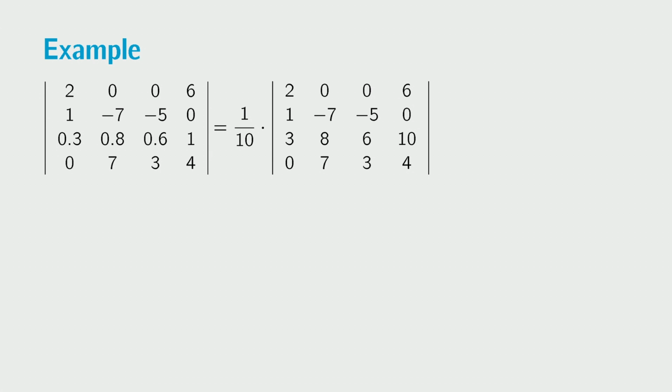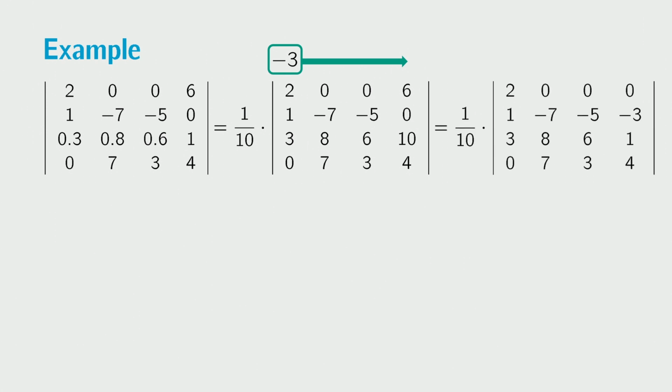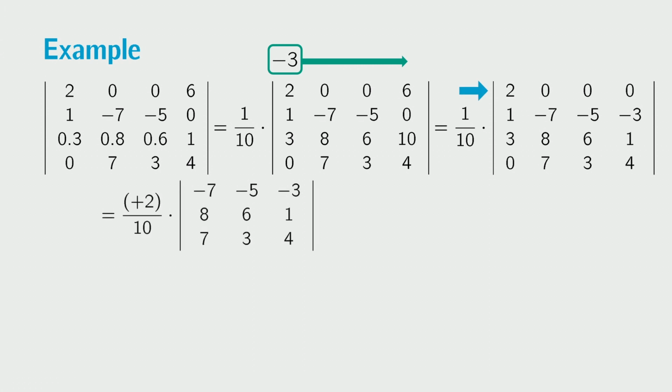Then I'd like to take advantage of the two zeros in the first row. I'll reduce the 6 in the top row to 0 as well. Therefore, I subtract 3 times the first column from the last column. The value of the determinant stays the same. Now I'll expand across the first row into just one 3 by 3 determinant.